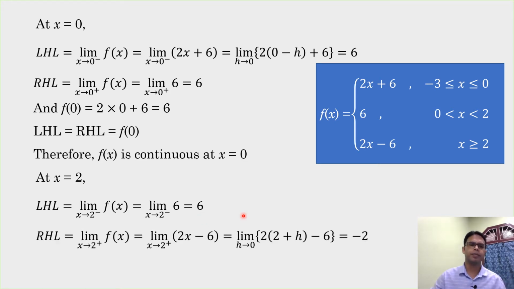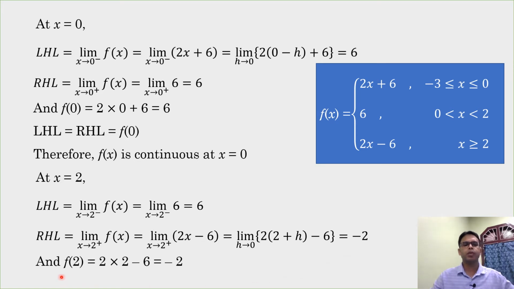Then right hand limit x tends to 2 plus of f(x), 2 plus means greater than 2, so f(x) is equal to 2x minus 6, I am writing here 2x minus 6, then making it h tends to 0, 2 is remaining the same, x is replaced by 2 plus h, you know that method, and minus 6 is obviously there, h is 0, so 4 minus 6 is equal to minus 2. So the left hand limit is 6 and the right hand limit is minus 2, different, meaning the function is obviously discontinuous at the point x equal to 2.